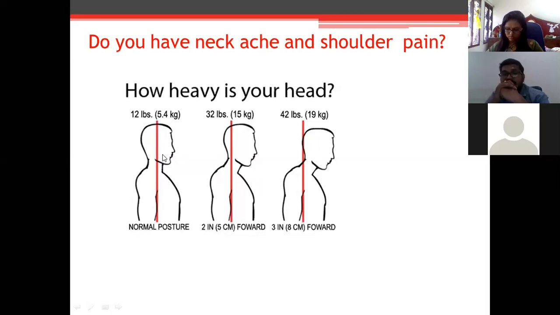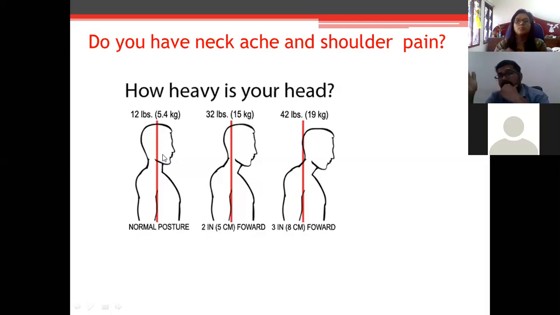Suppose the head moves 2 inches, then it will increase 10 kg of weight. Normally our head weight is around 5 kg. Suppose it is 2 inch, around 5 centimeter, if your head comes front, then your head weight will increase up to 15 kg, because that 15 kg weight will directly act on the cervical vertebrae, and the changes will be more on the cervical vertebrae.